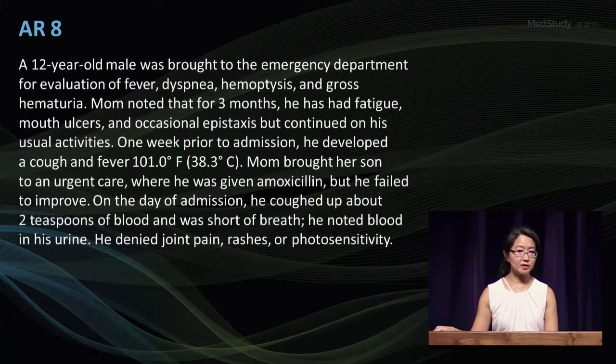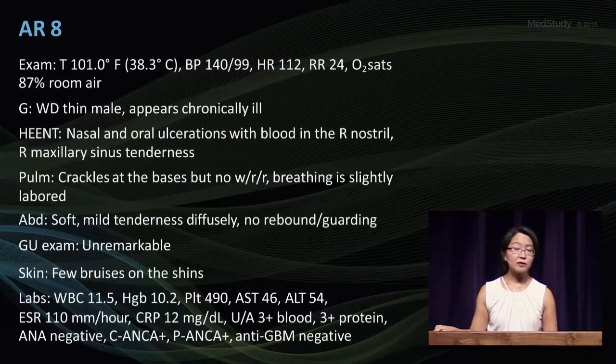So let's look at this case. A 12-year-old male was brought to the emergency department for evaluation of fever, dyspnea, hemoptysis, and gross hematuria. Mom noted for 3 months he has had fatigue, mouth ulcers, and occasional epistaxis, but continued on his usual activities. 1 week prior to admission, he developed a cough and fever of 101 degrees Fahrenheit. Mom brought her son to an urgent care where he was given amoxicillin, but he failed to improve. On the day of admission, he coughed up about 2 teaspoons of blood and was short of breath. He noted blood in his urine, but he didn't have any joint symptoms, rashes, or photosensitive rash.